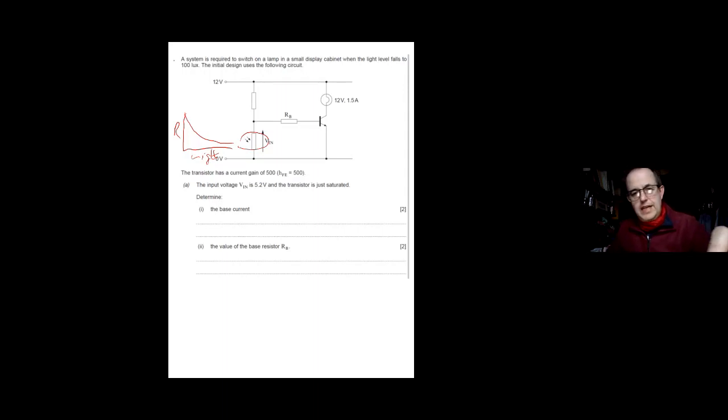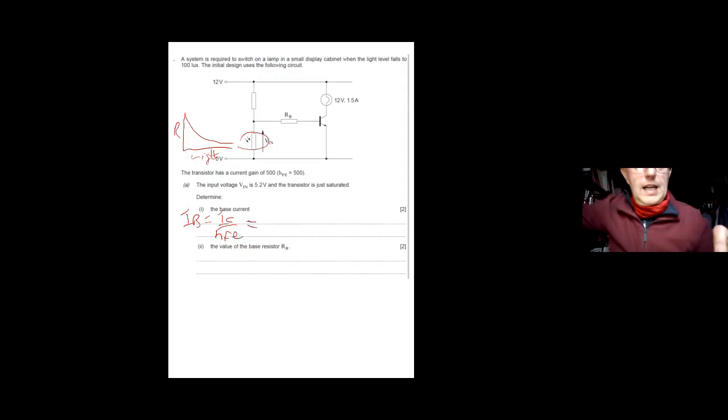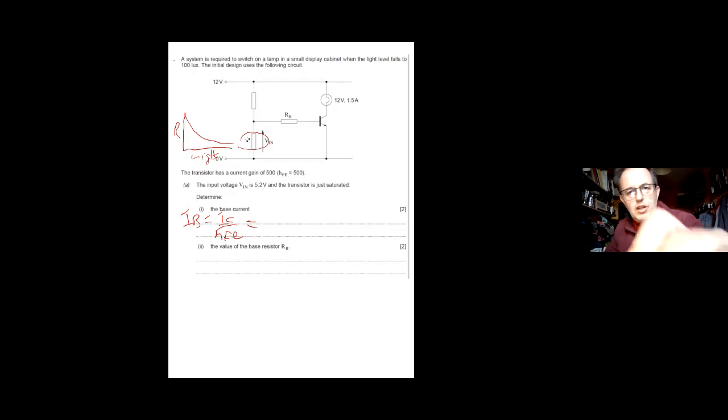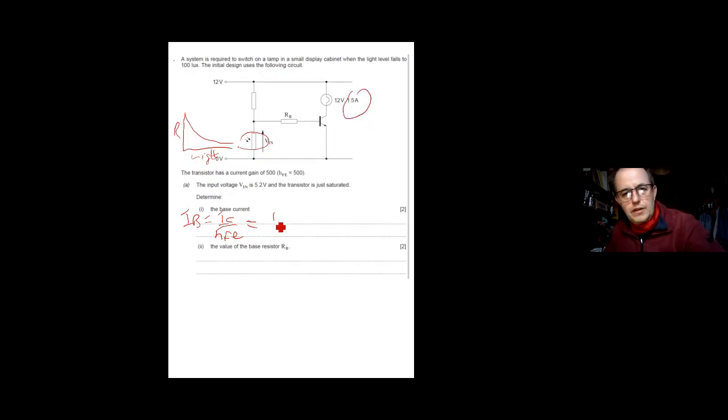So what we've got here is working out the base current. If you want to rearrange your equation straight away, your base current is your collector current divided by your HFE. In this case, your collector current is the 1.5, and your HFE is given as 500. Transistors tend to have a large HFE, that's your current gain. It tends to be quite large numbers.